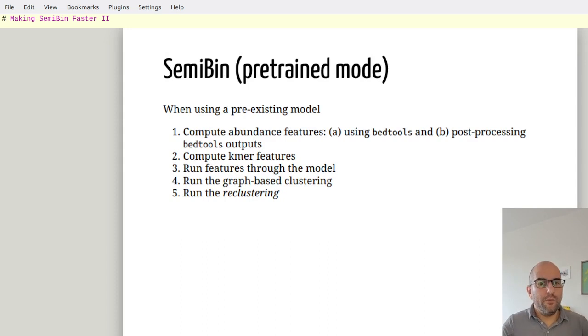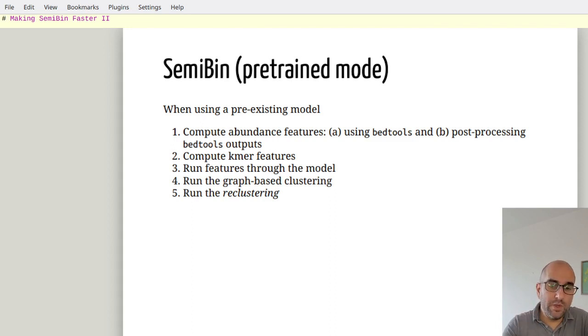Since I spent about 4 days working on it, I think this was pretty successful. So we're going to be focusing on the pre-trained mode, where we use a pre-existing model, and you can use one of the ones we provide. We provide 10 different habitats as well as this global model that is probably okay, although not tuned for any specific habitat. And there's 5 steps in this.